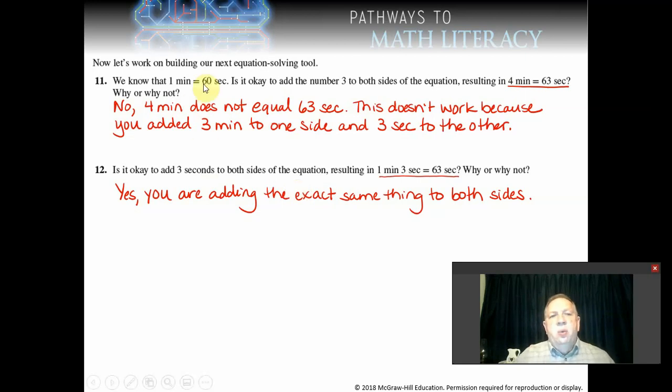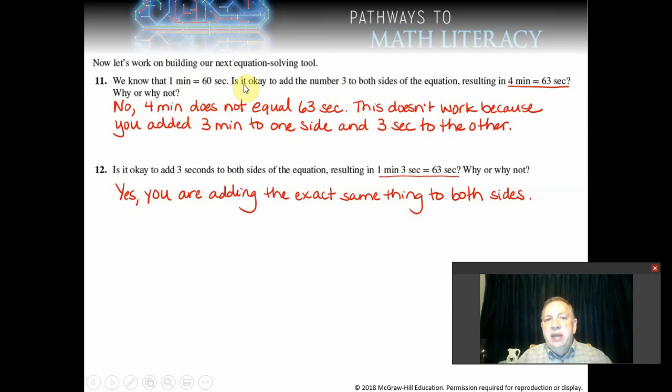So that we know that 1 minute is equal to 60 seconds. Is it okay to add the number 3 to both sides of the equation, resulting in 4 minutes equal to 63 seconds? We can't do that. 4 minutes does not equal 63 seconds. When I added 3, the units did not match. 3 would be a pure number. So I can't go 3 plus 1 minute. It has to be 3 minutes plus 1 minute.